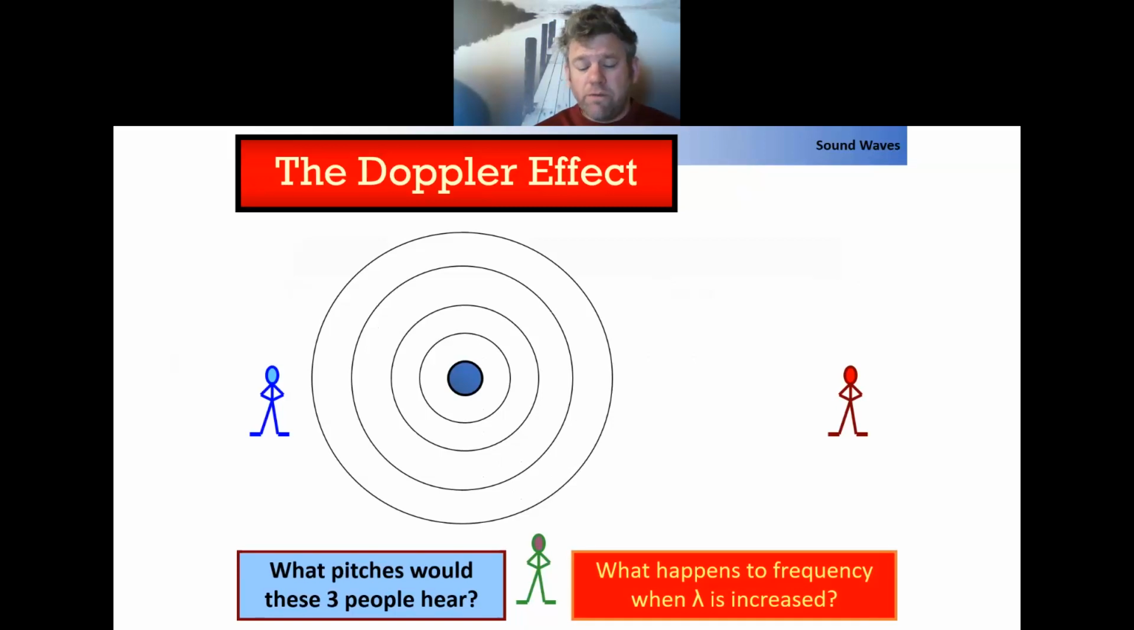So if our frequency changes with wavelength, if the wavelength is increased, in order to keep this wave going at the exact same speed, because it's still just going through air and the speed of sound for it is not changing, then what that means is that if our wavelength is going to go up, then our frequency has to go down.